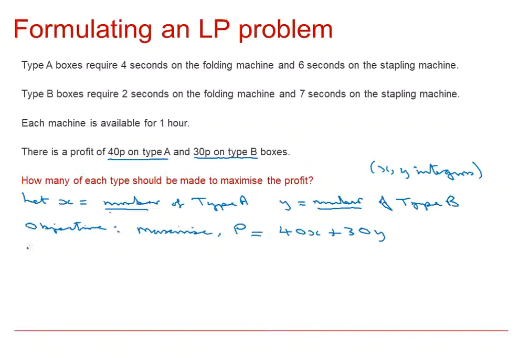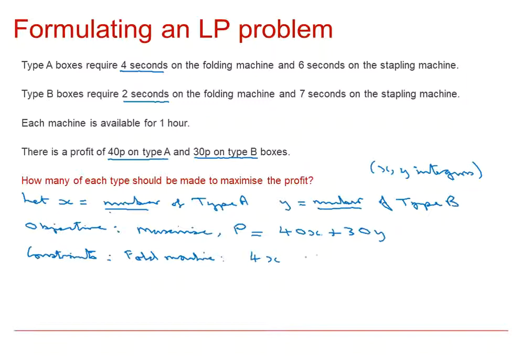However, we have what are called constraints. So the first constraint is on the folding machine. So I'll just call it fold machine just so we can keep tabs on things. So looking at the fold machine, to make a type A box takes 4 seconds on the fold machine. So we're going to make x of those boxes. Each box takes 4 seconds on the fold machine, so that will be 4x. The type B box takes 2 seconds on a fold machine.